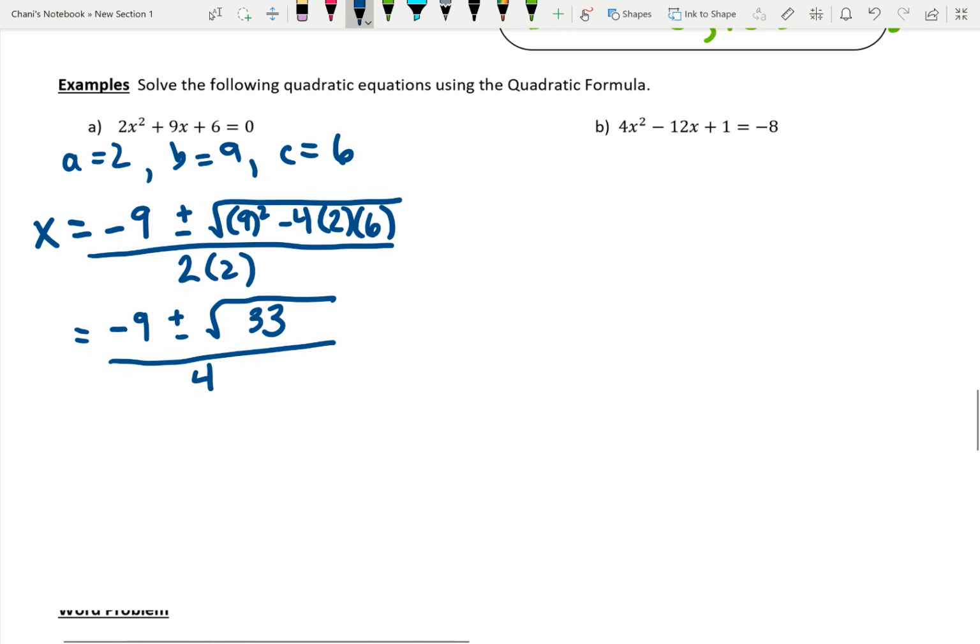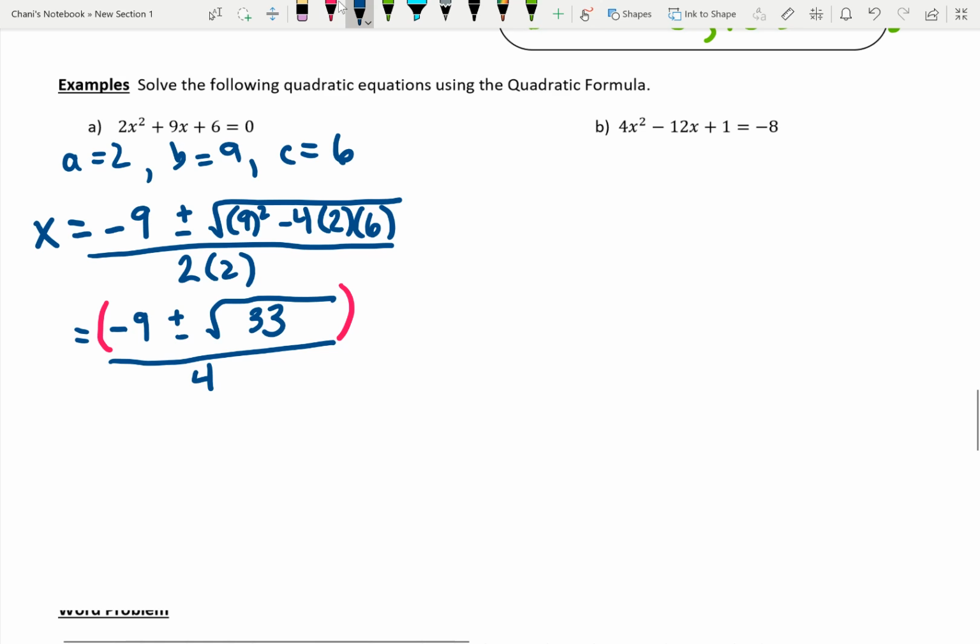Okay, if you do put this into your calculator at this point in one line, be very careful that you put brackets around the numerator because both of them have to be divided by 4. If you put it in without the brackets, you'll only be dividing the root 33 by 4.